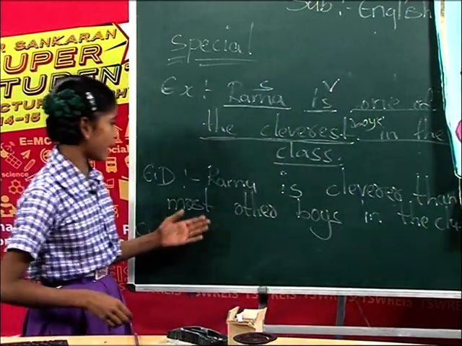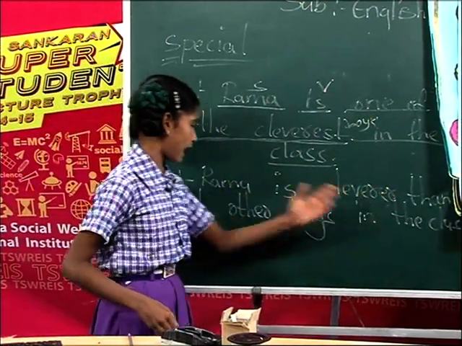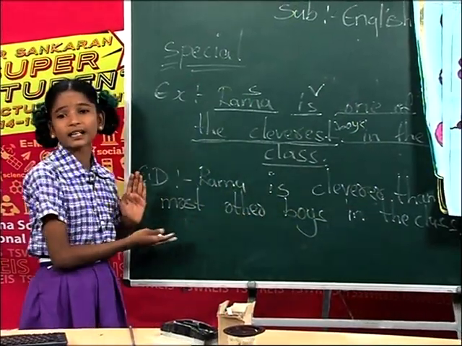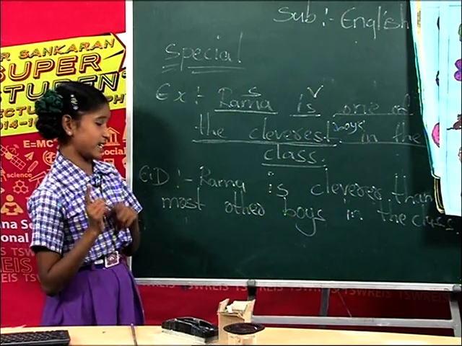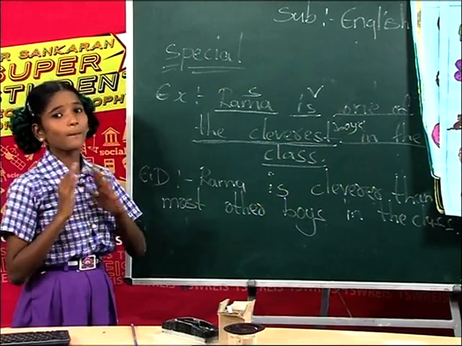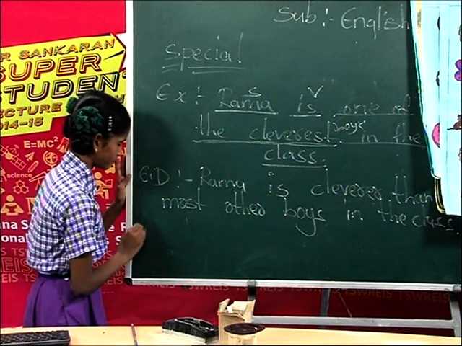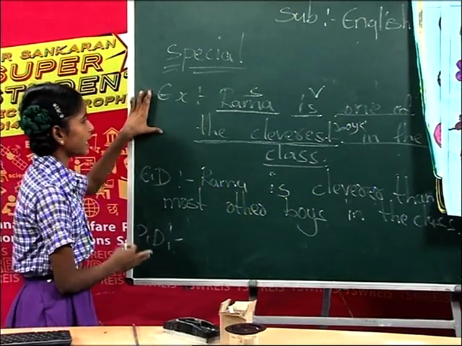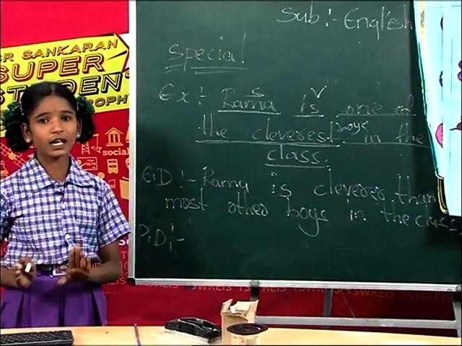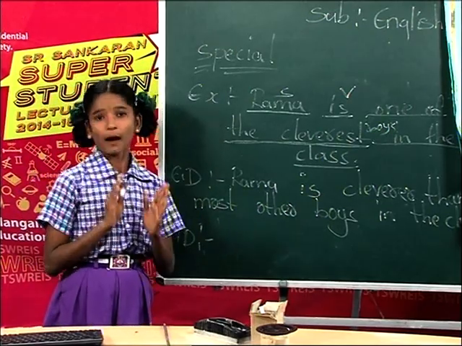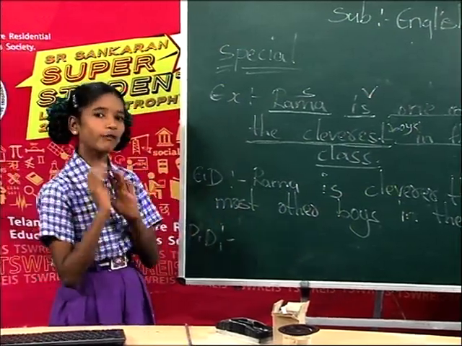Now read the sentence. Rama is cleverer than most other boys in the class. Now in which degree is this sentence, friends? Yes, it is in comparative degree. Now we are going to change it to positive degree. While changing from superlative degree to positive degree, always we should start with very few. In ordinary type, we start with no other. But in special type, we should start with very few.